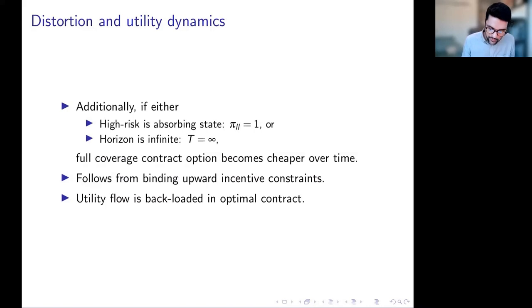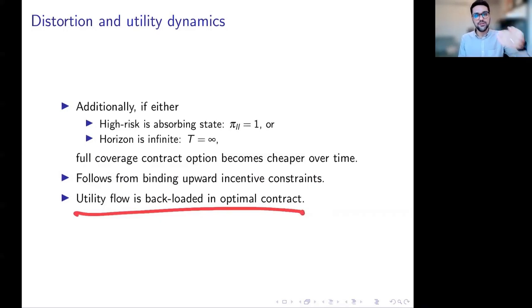So if we look at either the case where the bad state is absorbing, which means the transition from low to low has probability 1, where we have an infinite horizon, then it turns out that the full coverage contract offered to the agent becomes cheaper over time. So if you choose partial coverage in period 1, you're going to get a worse contract with higher premium than if you choose partial coverage in period 2. It's coming from the fact that choosing partial coverage later on is also indicative of a high type. So the implication is that the utility flow in the optimal contract is going to be backloaded in some sense. So these contracts are all getting more attractive over time.